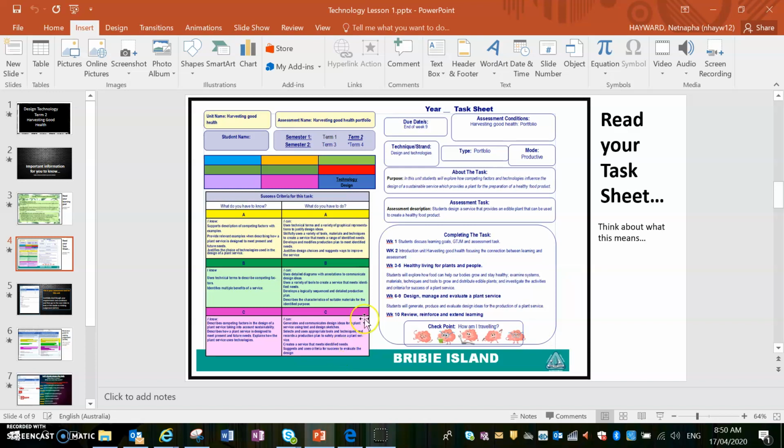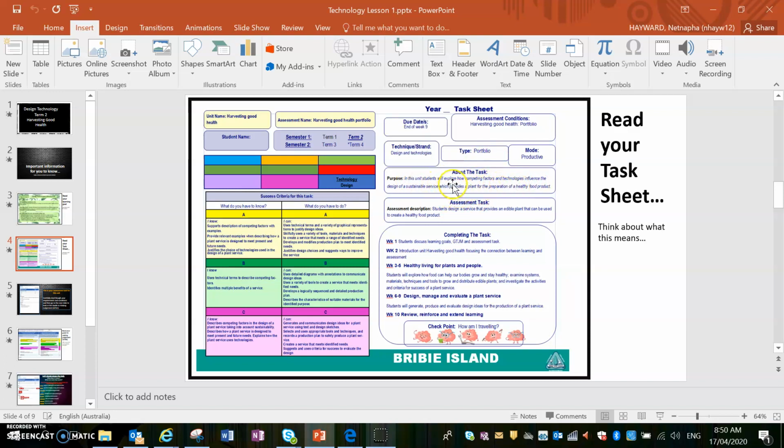For example, the first part at the top here says it is due in week 9. Okay, it's actually harvesting good health. The condition is a portfolio, meaning the type of work you'll be doing is a portfolio. Okay, and then here is actually where we get our learning goals from.